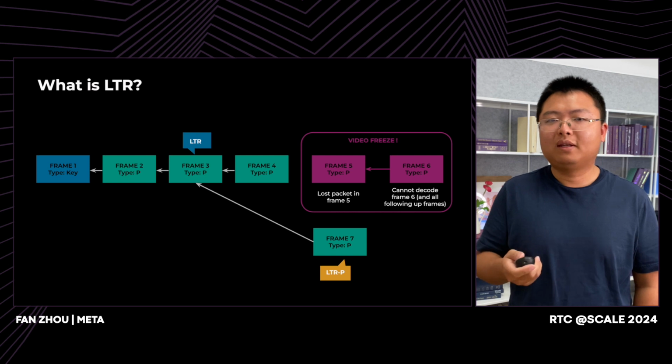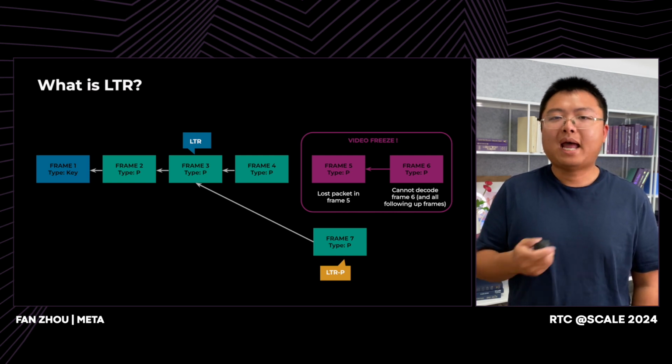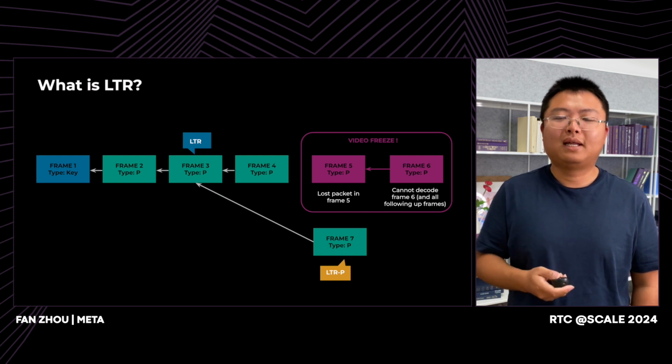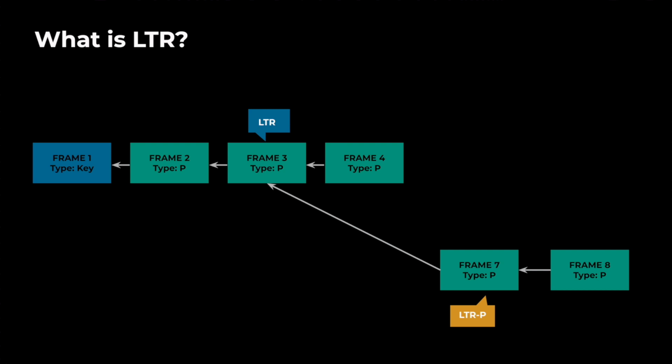So we call frame 7 an LTRP, because it is a type of P frame which uses a long-term reference frame. And after the receiver gets frame 7, it can decode frame 7 and all the following frames, and hence solve the video freeze issue. So that is LTR.